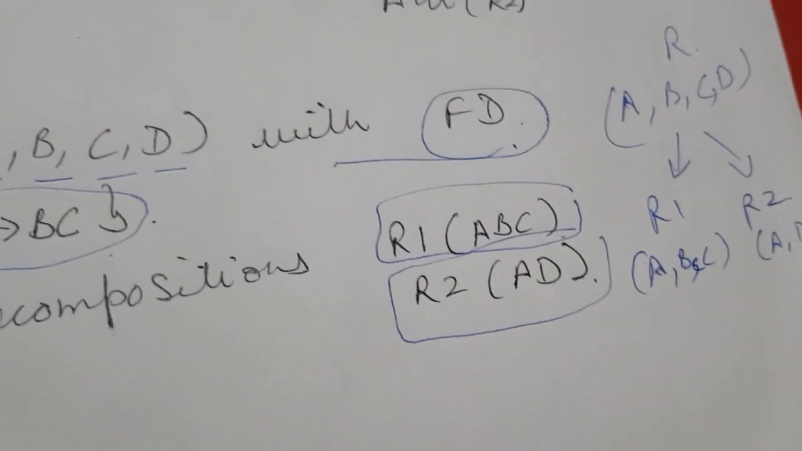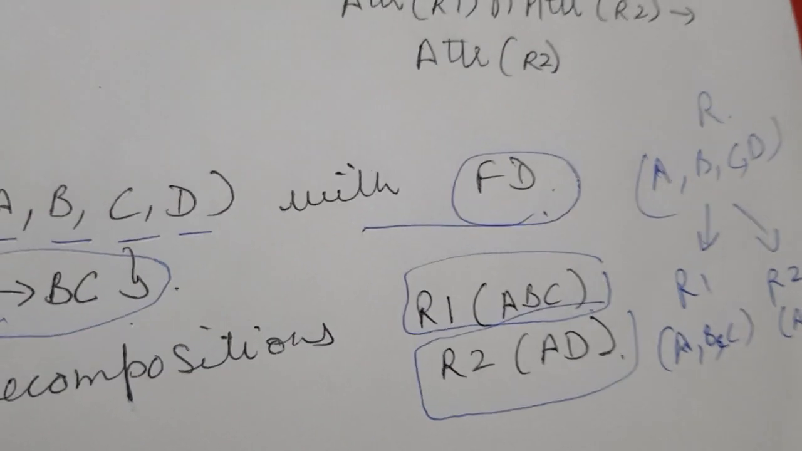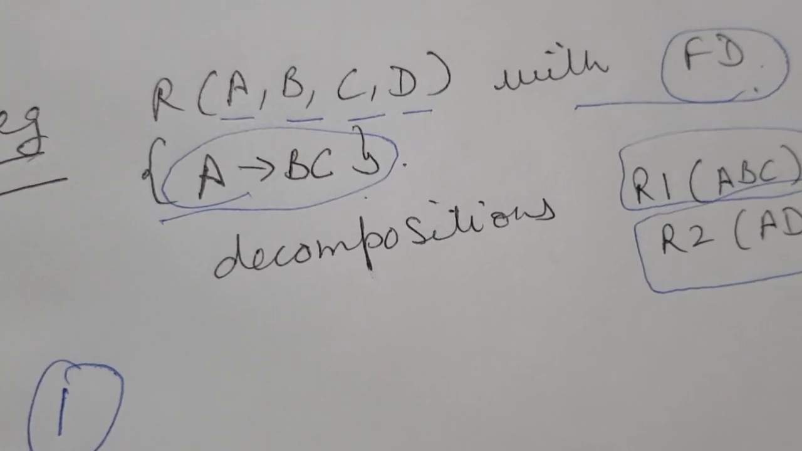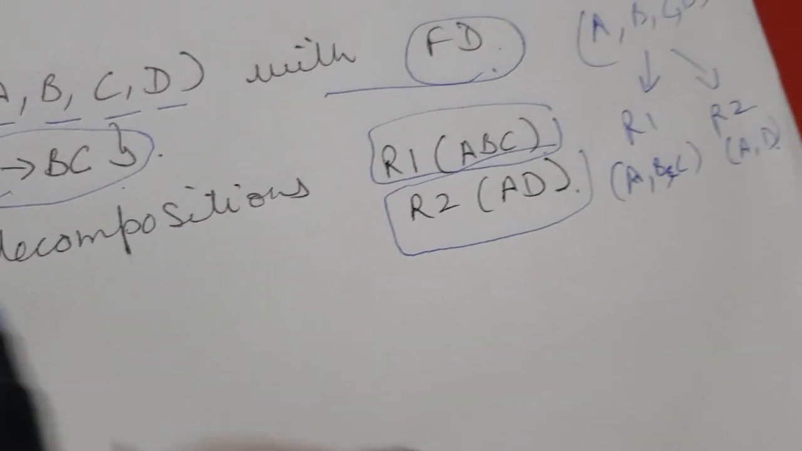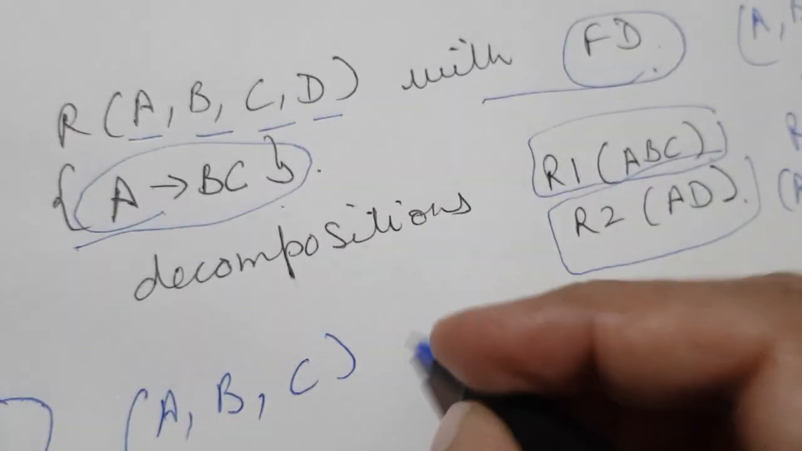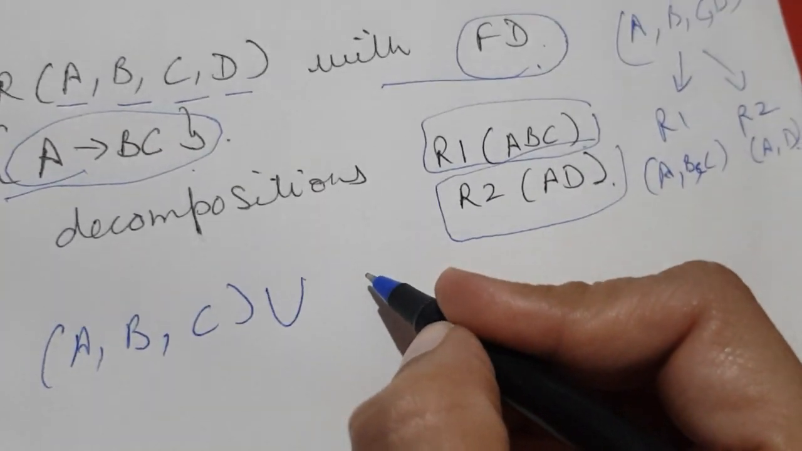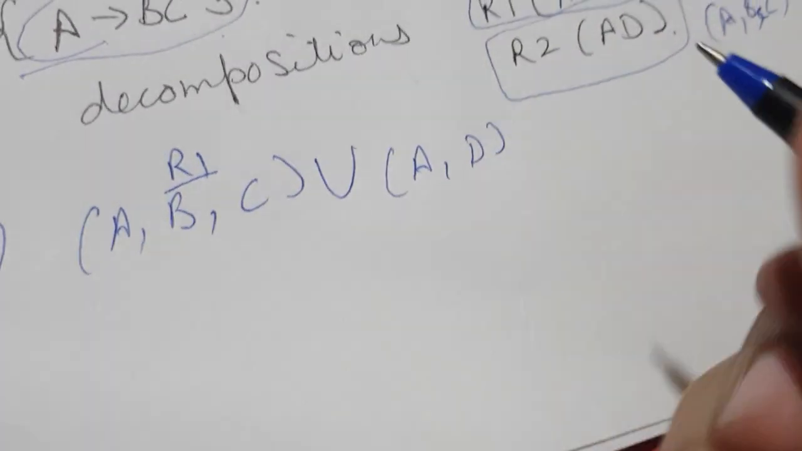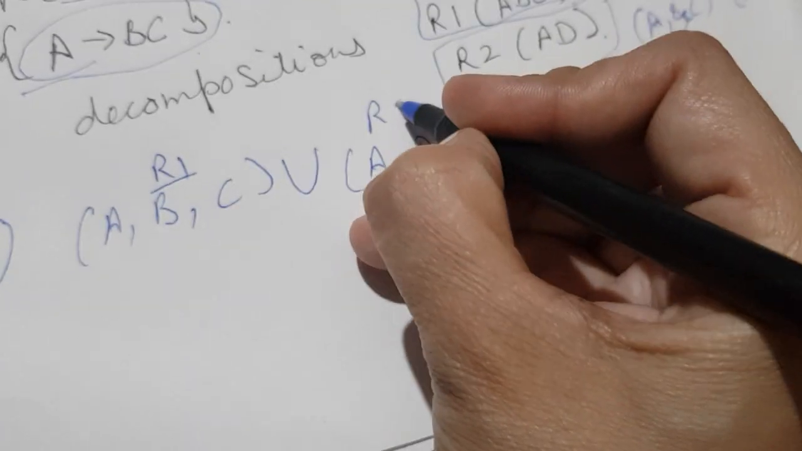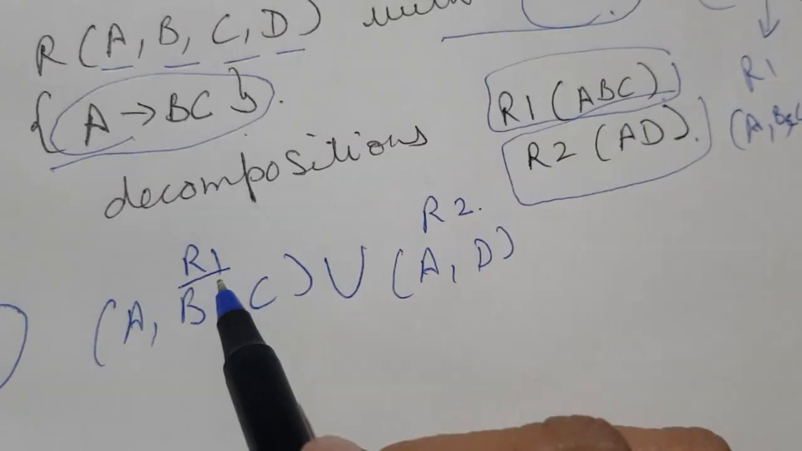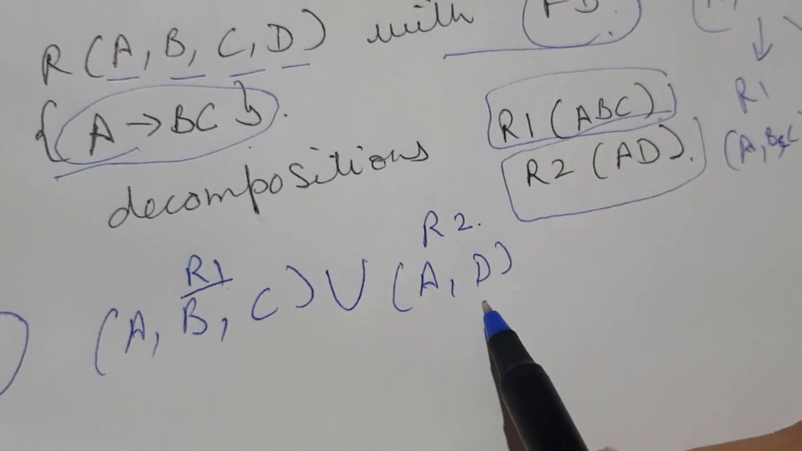So if we move step by step, if we want to check whether the decomposition is lossy or lossless, the first step says we have to check for the union. R1 has attributes A, B, C, and the second one has A, D. These are the attributes of R1 and these are the attributes of R2. So R1 union R2 is all attributes of R1 union all attributes of R2.